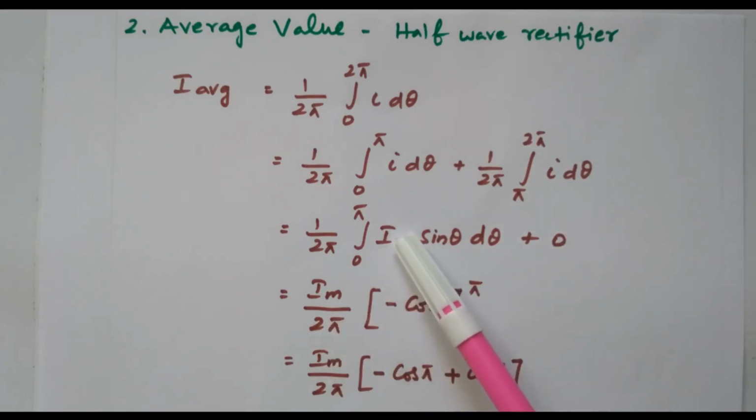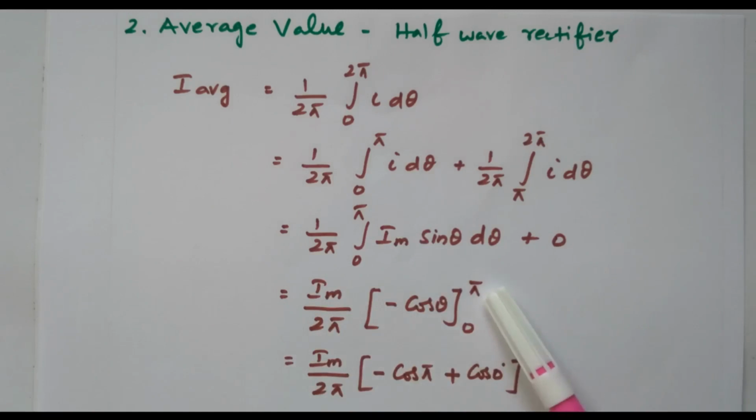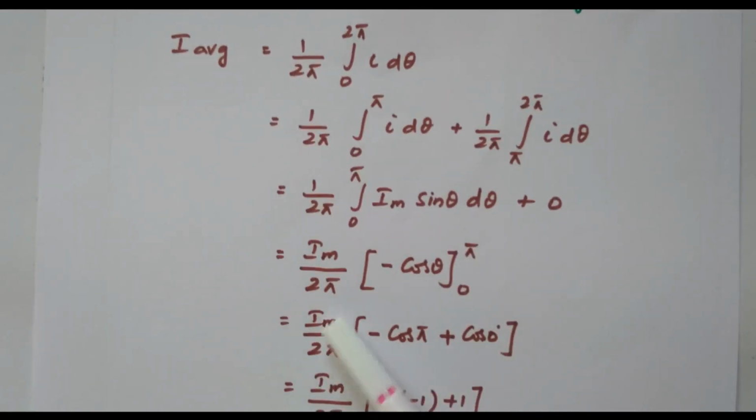So we'll take this Im outside. So Im by 2π, the integral of sin θ is minus cos θ. We need to substitute the limits 0 to π. While substituting, Im by 2π, first substitute the upper limit, minus cos π, plus cos θ. While substituting the lower limit, a negative is already there, so it becomes positive.